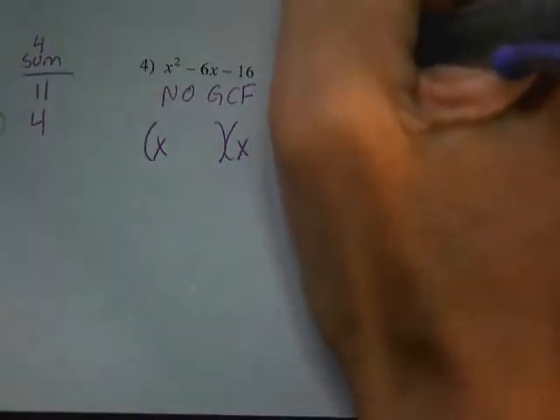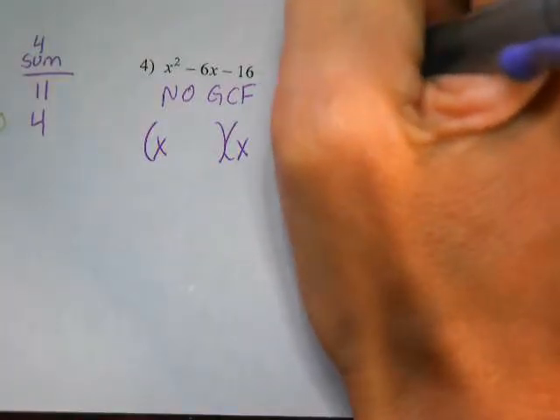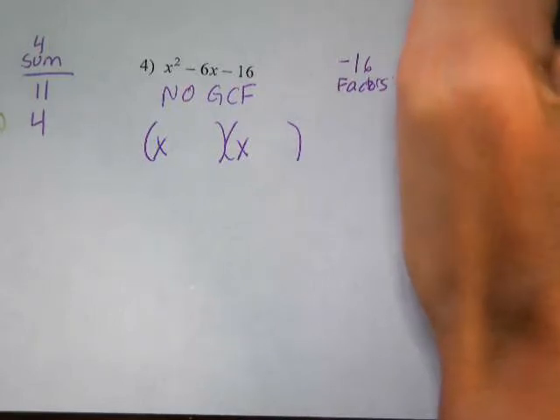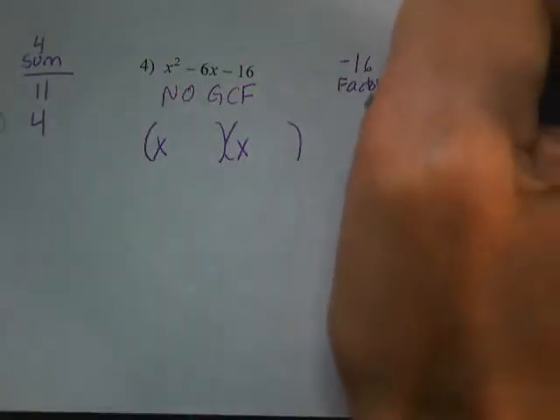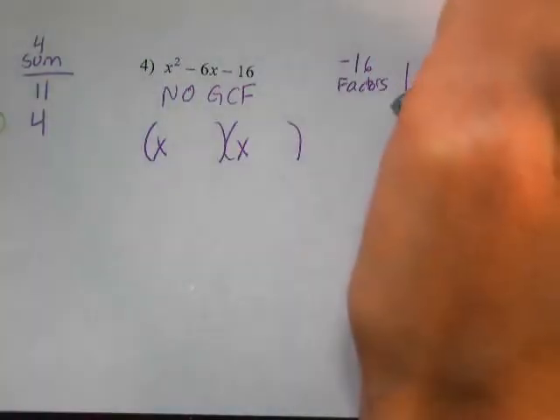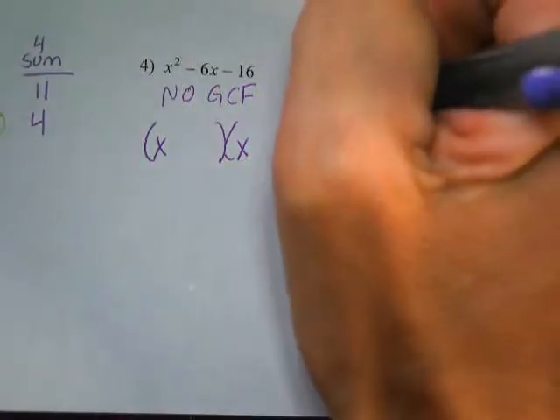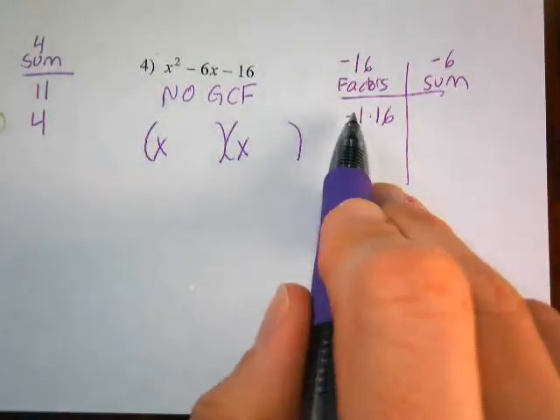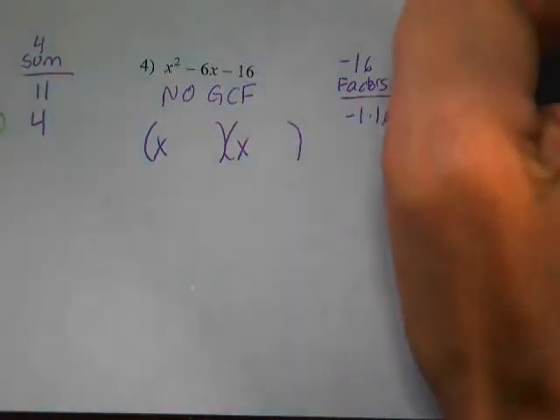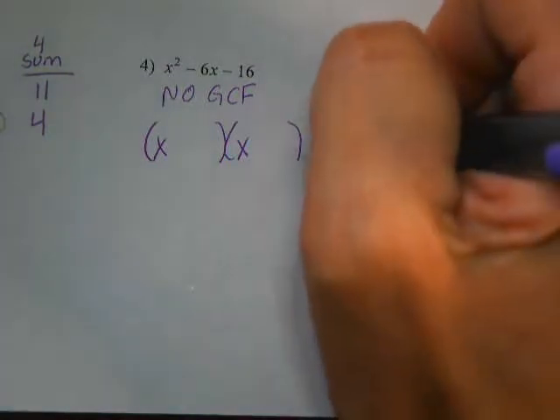So again, we're trying to get factors of negative 16 that add to negative 6. We need a positive factor and a negative factor to give us a negative 16. So if I did negative 1 times 16, I get negative 16. Negative 1 plus 16 gives me 15. So I'm not really close. I need to keep moving.